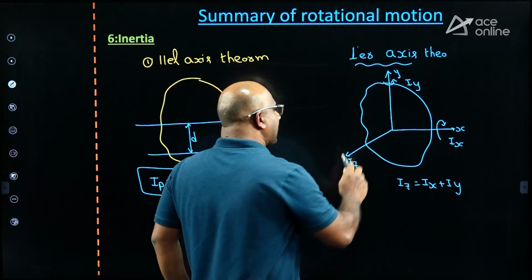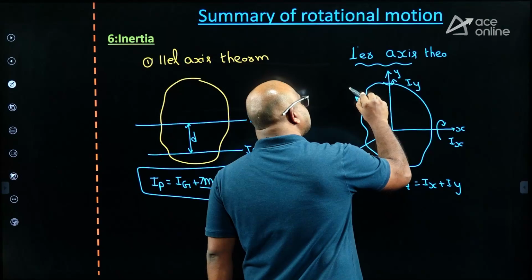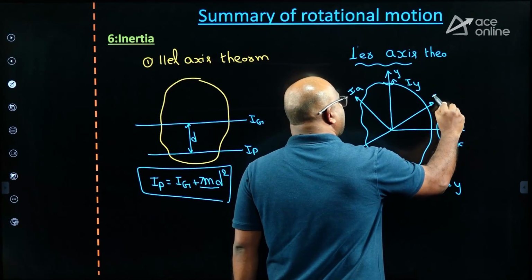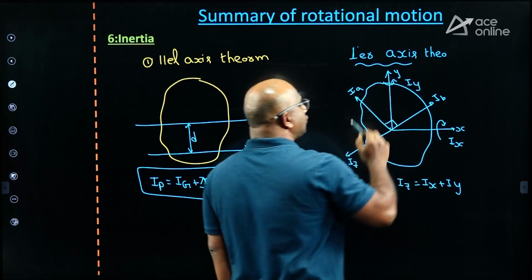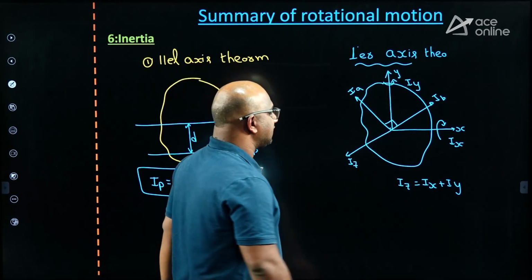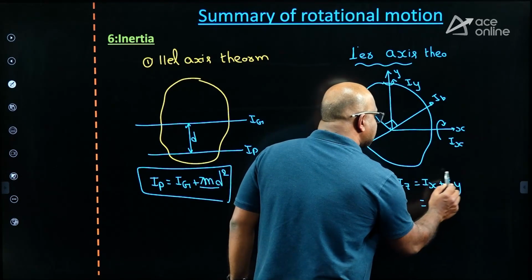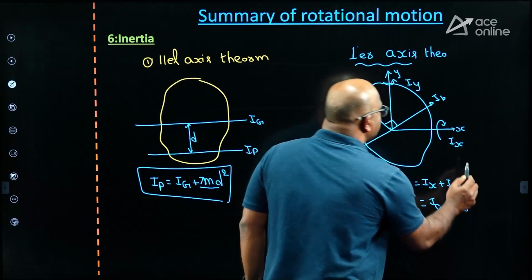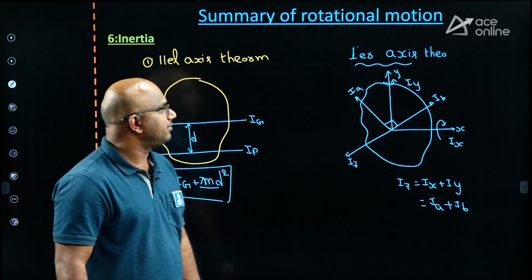Not only about x and y, guys, any two axes. Assume this side is Ia, this side is Ib, but the condition is that they should be perpendicular and along the plane. Then Iz must be equal to Ix plus Iy, and Ia plus Ib also.